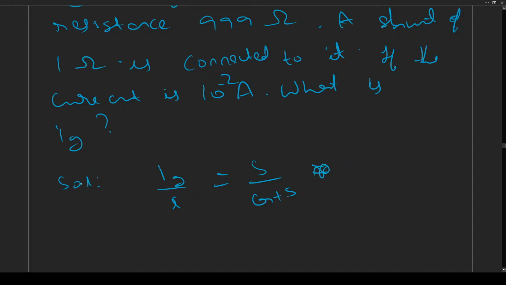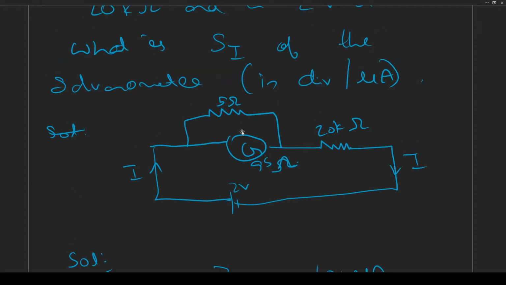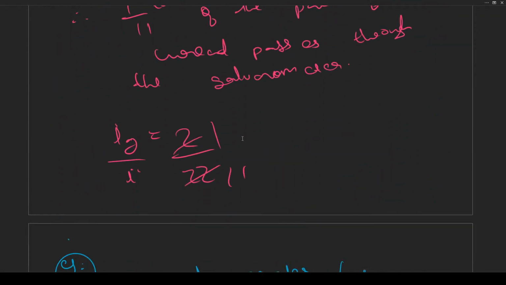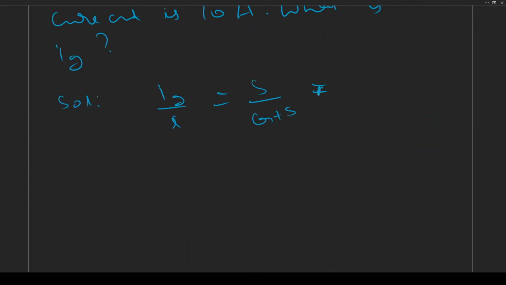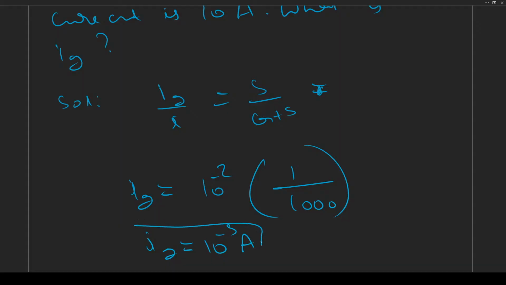Ig is equal to I, they gave 10 power minus 2, times S, that is 1 by 1000. So Ig is equal to 10 power minus 5 ampere or 10 microampere.